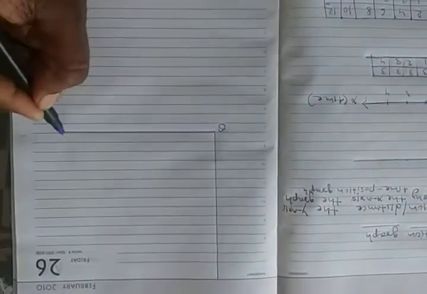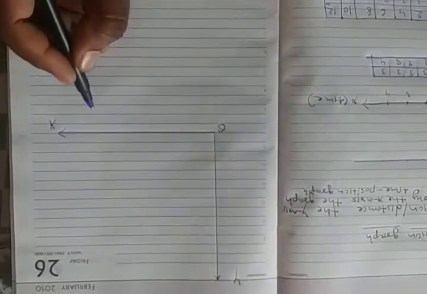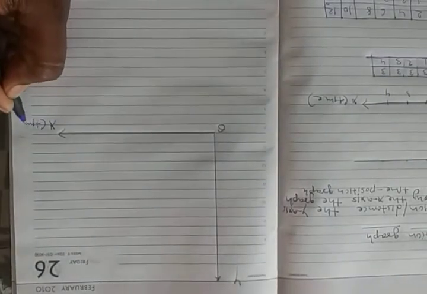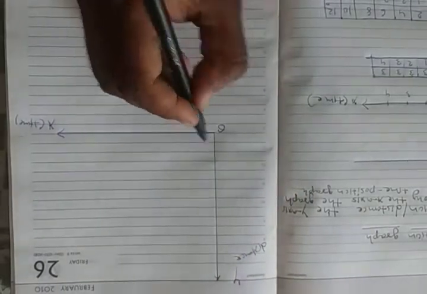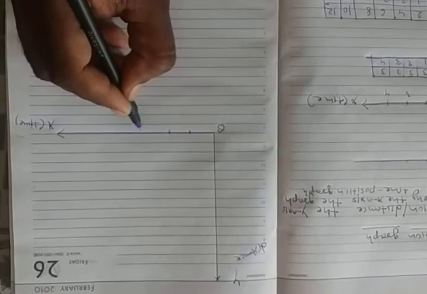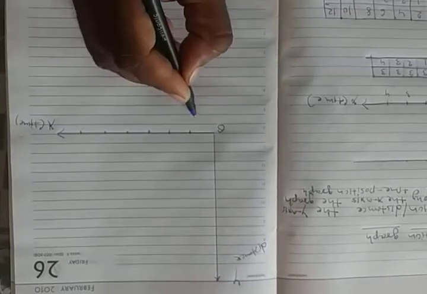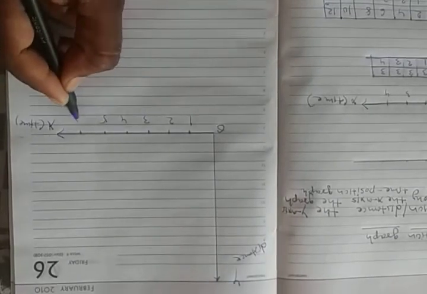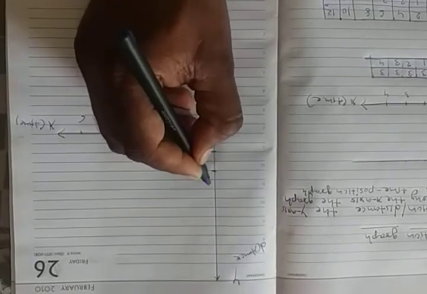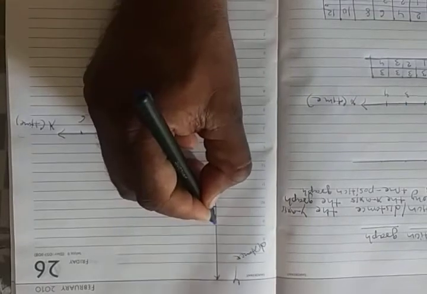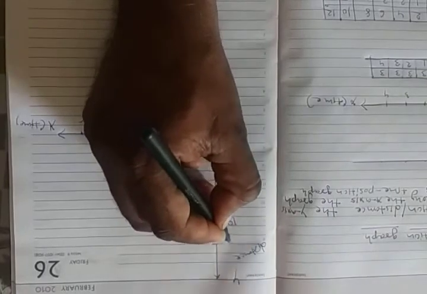Origin 0, with the x-axis and y-axis. This is time and this is distance. Clear? So 1, 2, 3, 4, 5 and 6 seconds, and the positions 2, 4, 6, 8, 10 and 12.